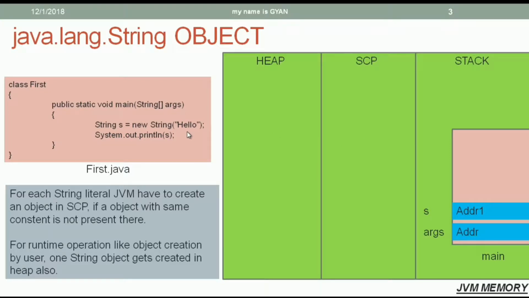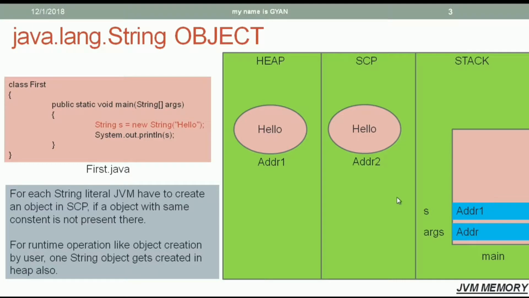That's how for this statement, one object will be created in the heap and another object will be created in the SCP. One object will be created because of this new operator. With this new operator, we are using a constructor of this String class. That's why an object will be created in the heap. But at the same time, we are using a string literal. That's how an object of type String will be created in the SCP. So for this statement, two objects will be created, one in the heap and the other one in the SCP.